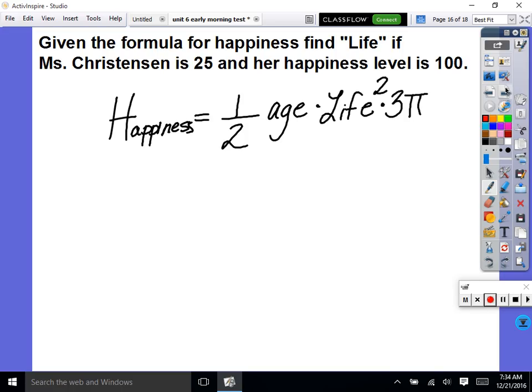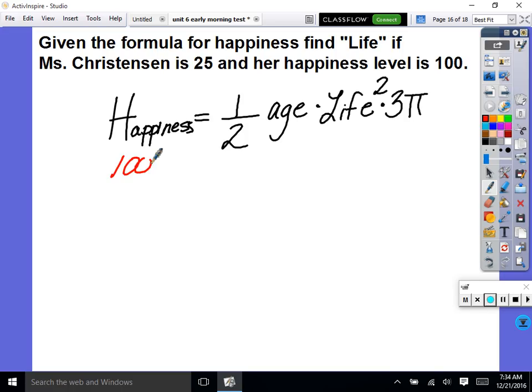Happiness equals 1/2 times age times life squared 3 pi. So given that Miss Christensen is 25 and her happiness level is 100, what is life? So we're solving for life, correct? So watch. This is what I would do, is get life alone. So let's plug in what we know.